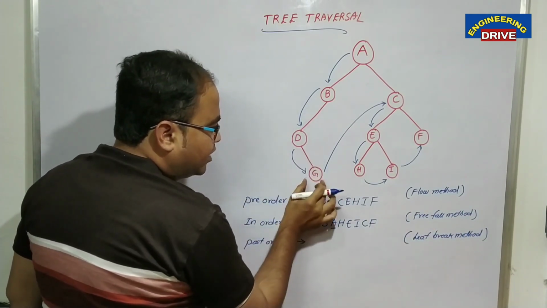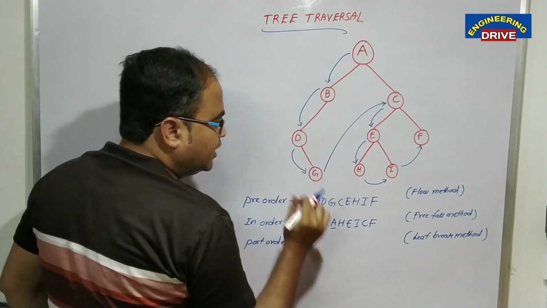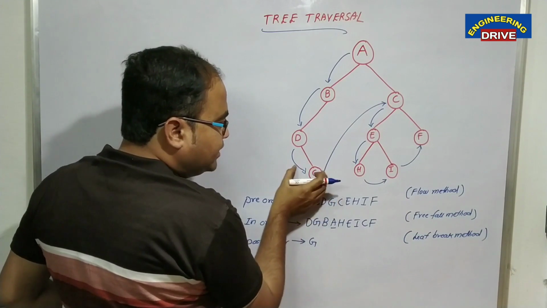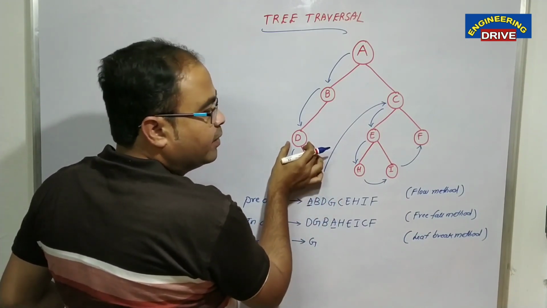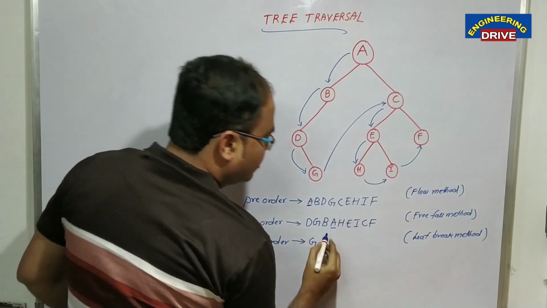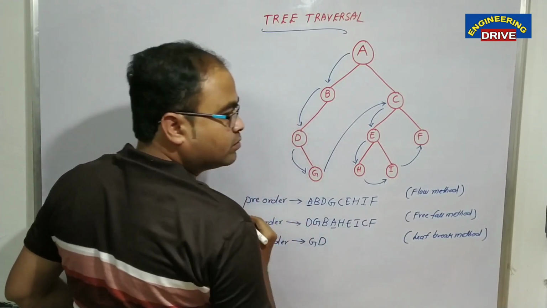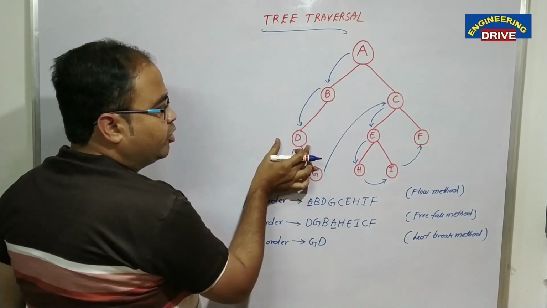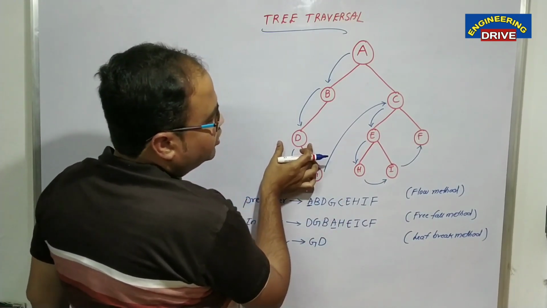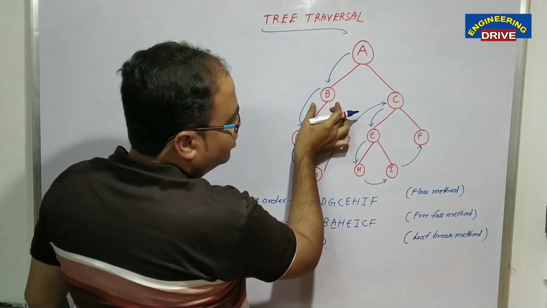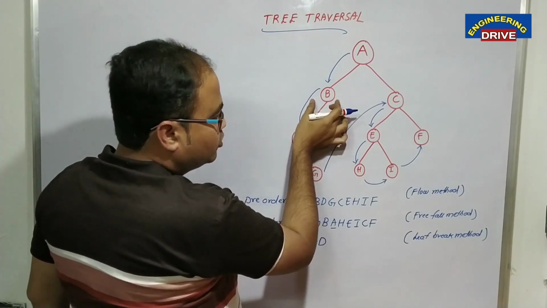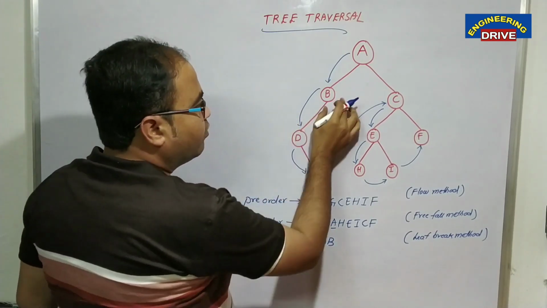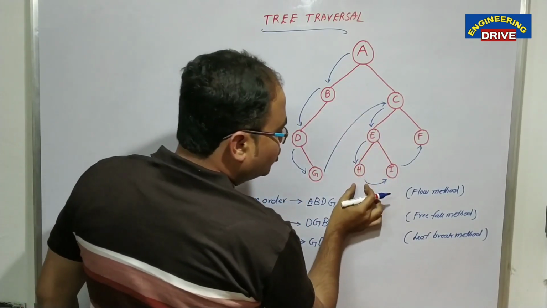Which is the leaf here? From D and G, which is the leaf? G is the leaf. So write down G. Once you have broken the leaf G, the next leaf will automatically become D. Okay, write down D. G you have broken, D you have broken, then automatically you can break this B also. What is the next one? B is the leaf. Break B.